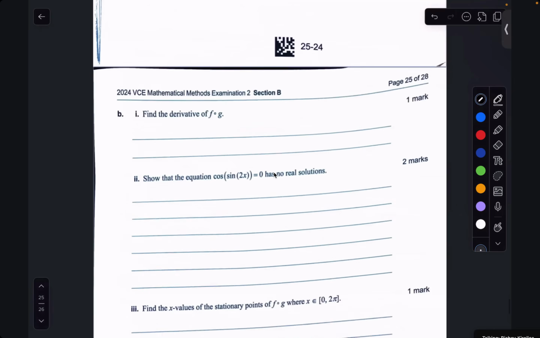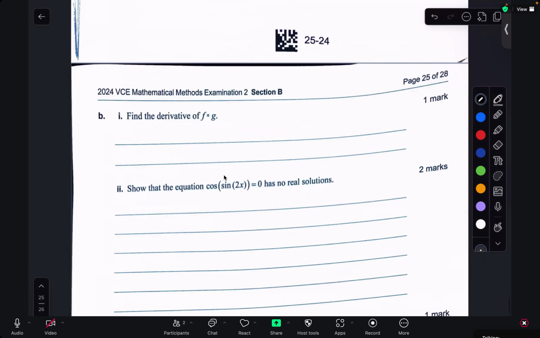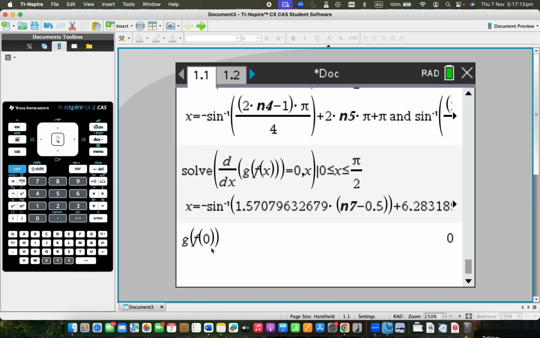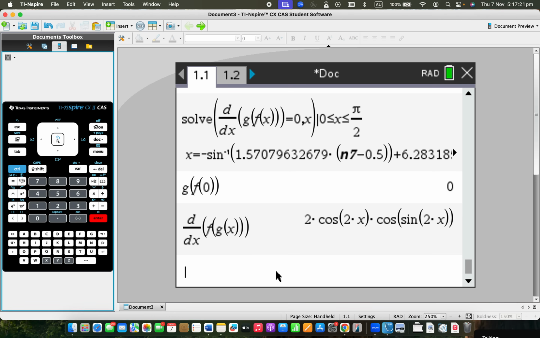Alright, find the derivative of f of g, so not g of f. So the derivative of f of g of x is 2 cos 2x cos sine 2x.